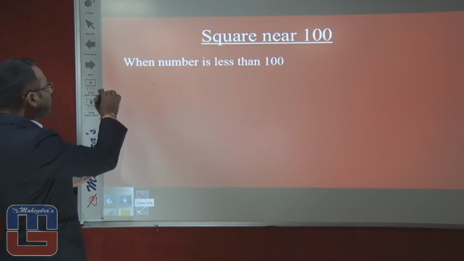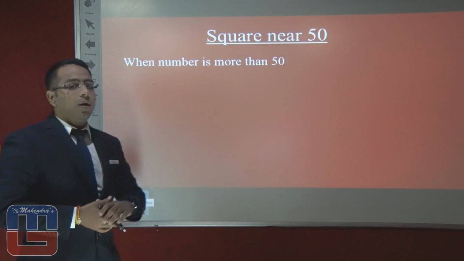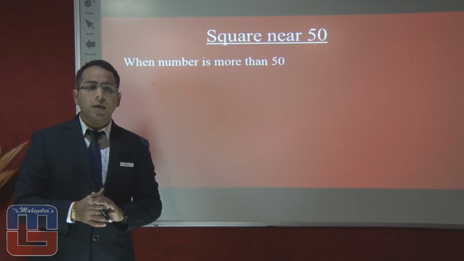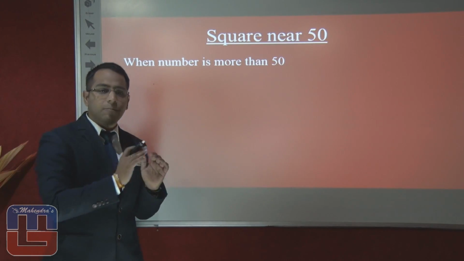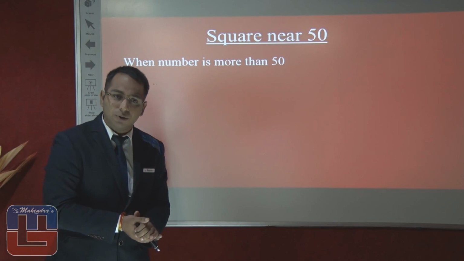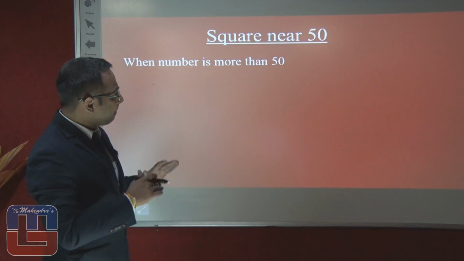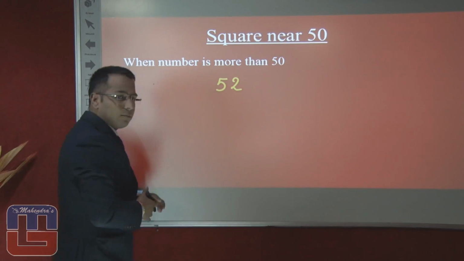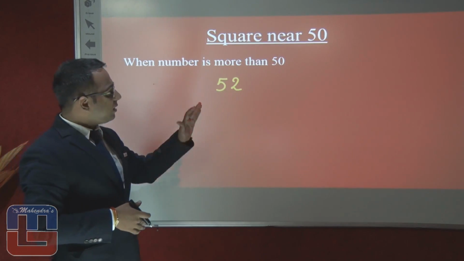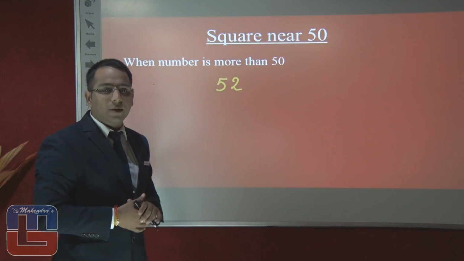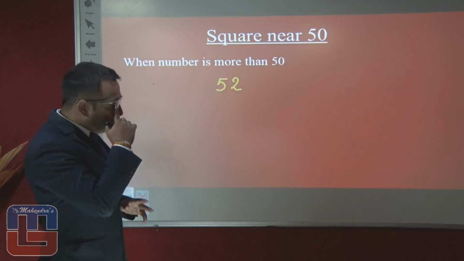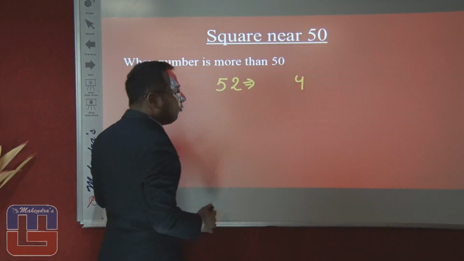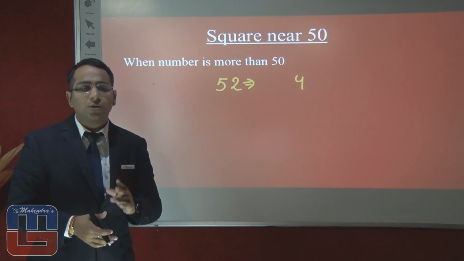Let us consider the next example. The next example, when the number is near 50. See, when the number is near 50, the same concept goes on. Say, take a number more than 50. Let us take 52. A small number 52. We see by which number it is greater than 50. It is 2. So the square of 2 is 4.